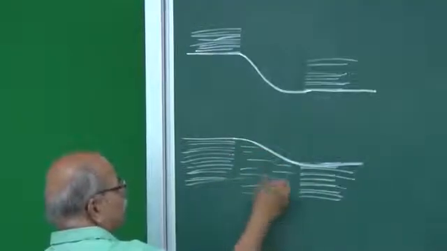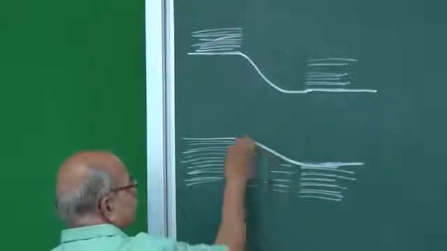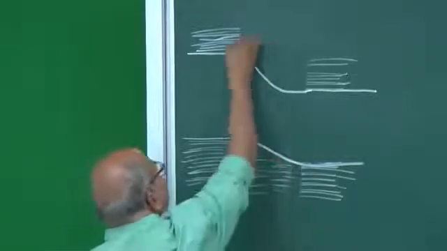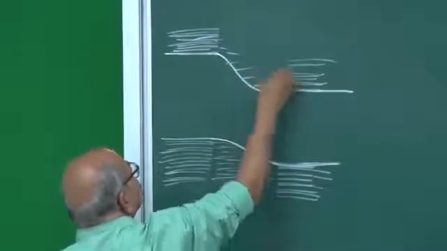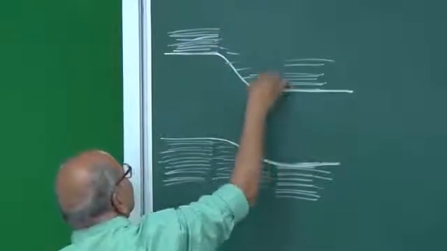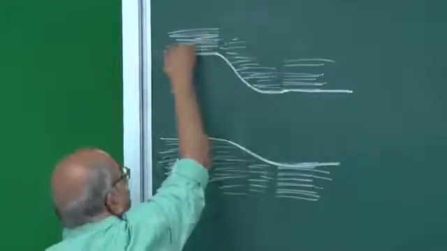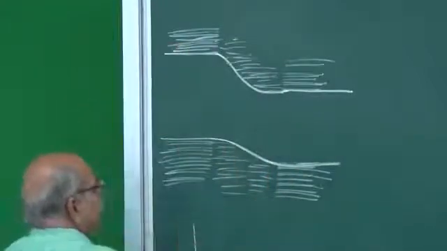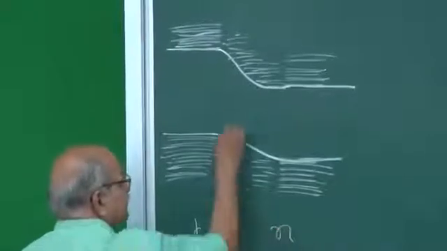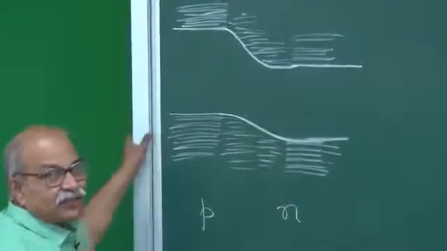These are your valence band energies, and these are the conduction band energies. So the band is shifted like this. This is the P side and this is the N side. This is the depletion region and so on.